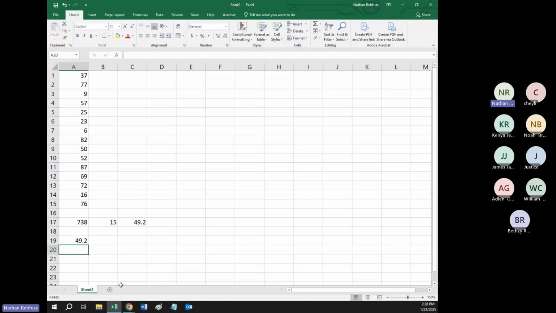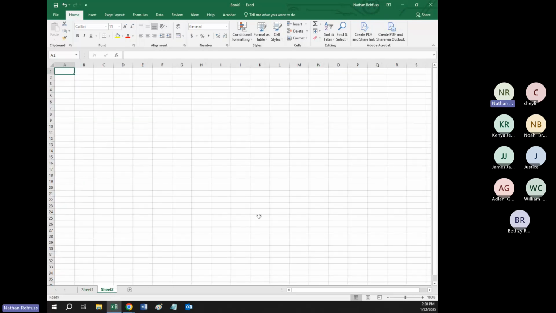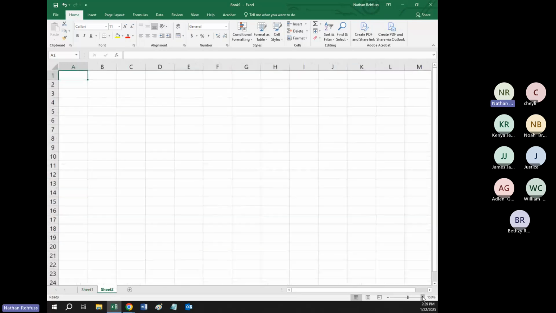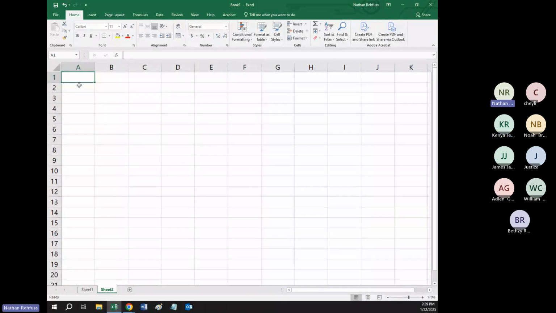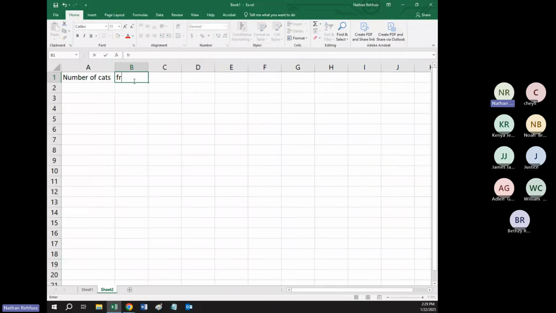But sometimes they give us more than just a data set, and so I want to show you what to do in those situations. So here's something more complicated. I want to know how many cats people have. And so let's say I make a data table. How many cats does this person have? Let's keep it simple, 0, 1, 2, or 3.